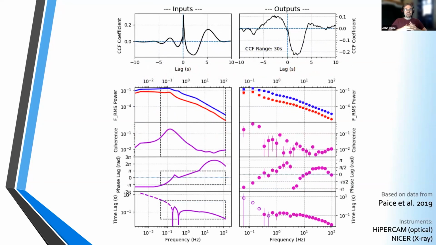So if this is my model and I run it through the corrupting filter of an observation, what is going to come out the other side when I observe that, as it were? Here on the left you have all the input data, the models, and on the right, what you would see on a given observation. And this is based on data from my 2019 paper from the HiPERCAM and NICER instruments.